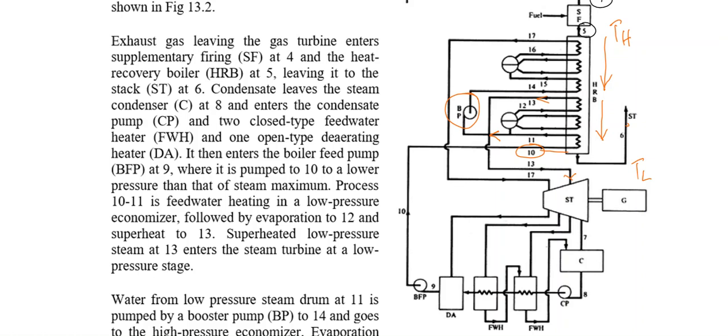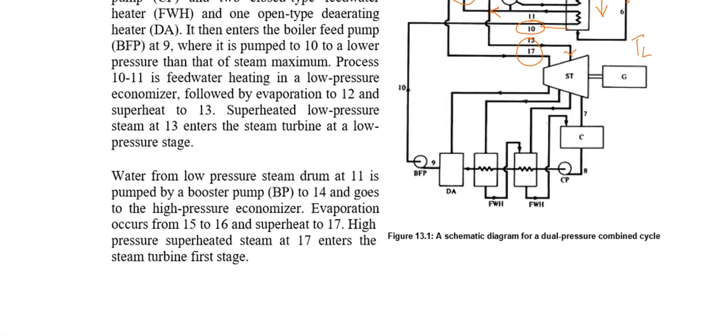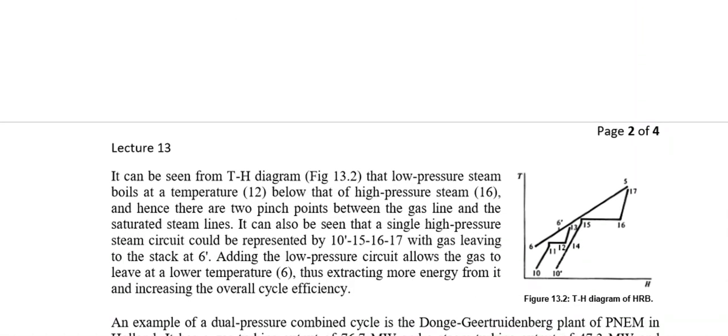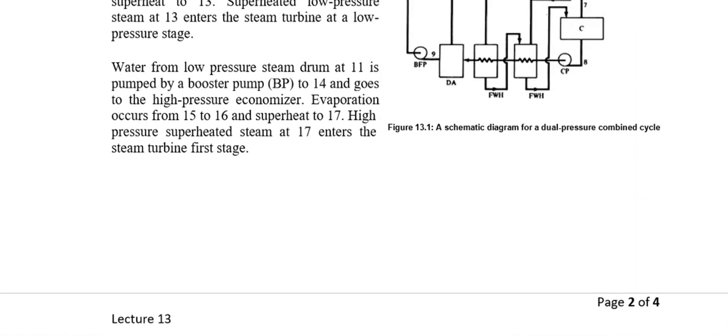The feed water which is forwarded is pressurized in a booster pump over here, and once it is pressurized in the booster pump, the pressure of the feed water is increased, and it is fed into the high pressure circuit at state number 14. From 14 to 15, it will be the economizer, in which the temperature would be increased. From 15 to 16, it will be boiling, and from 16 to 17, it will be superheating again, and from 17, it will be fed into a high pressure stage of the turbine, in which it will be expanded to make power.